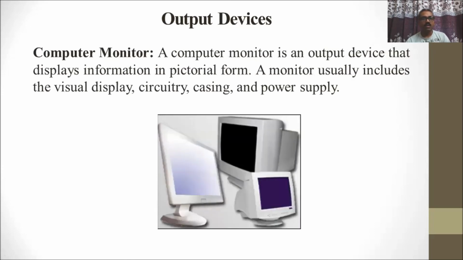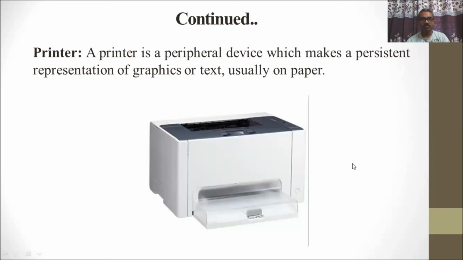Output devices. Computer monitor. A computer monitor is an output device that displays information in pictorial form. So this image shows three output device monitors. On the left side, this is the TFT monitor, a flat monitor, and the first is the CRT monitor. This is the old monitor which was used, but currently we use the TFT, and this is also a CRT monitor. So its size is big compared to the TFT.